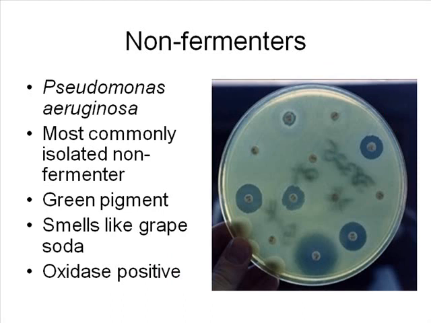Many of these organisms are what we call bench top or sink top organisms, which are contaminants. The most common in this group is Pseudomonas aeruginosa. You should know this organism. It has a grape soda smell or a corn tortilla smell. It is oxidase positive, and it has a green pigment. And it is also very antibiotic resistant. All right.